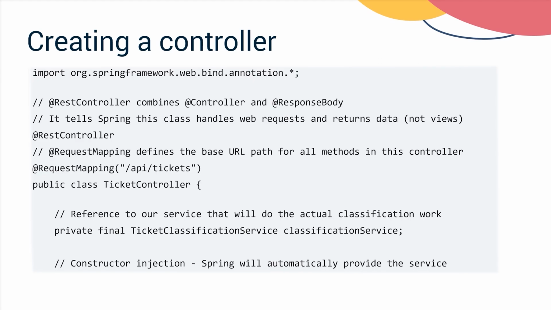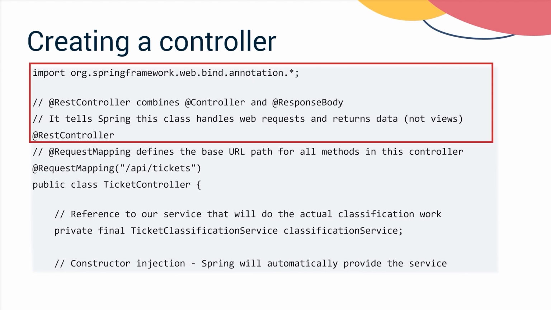Next, let's create a REST controller that will expose the service. The controller class handles web requests. The @RestController annotation combines two annotations. @Controller tells Spring the class handles web requests. @ResponseBody tells Spring to convert the returned objects to JSON.